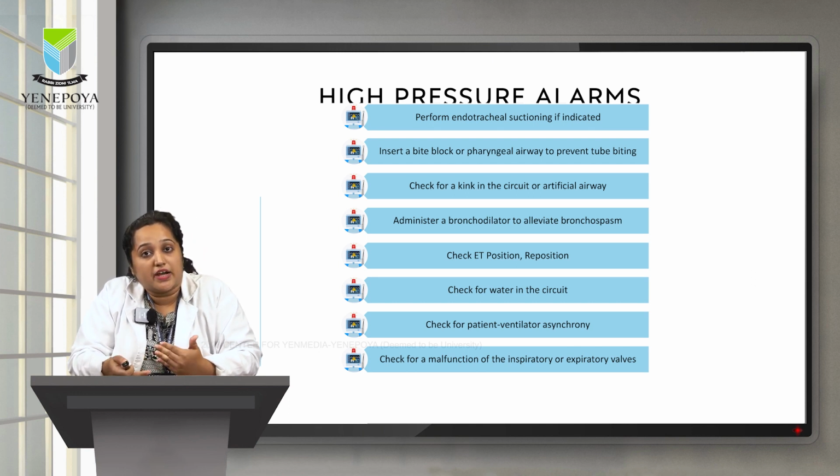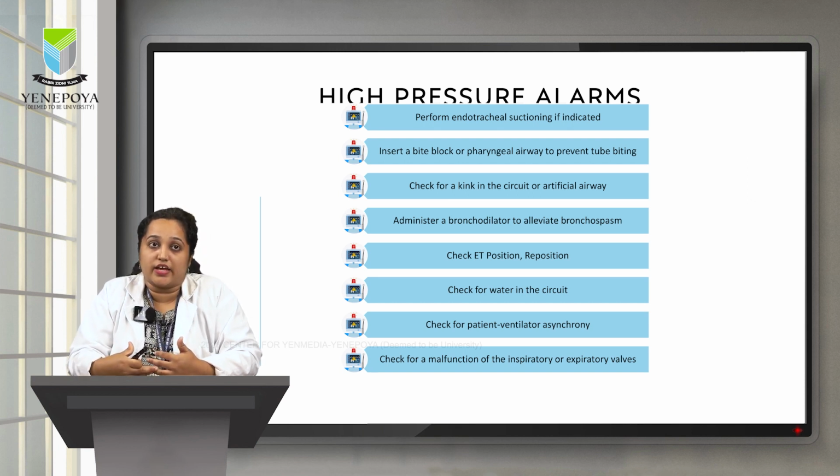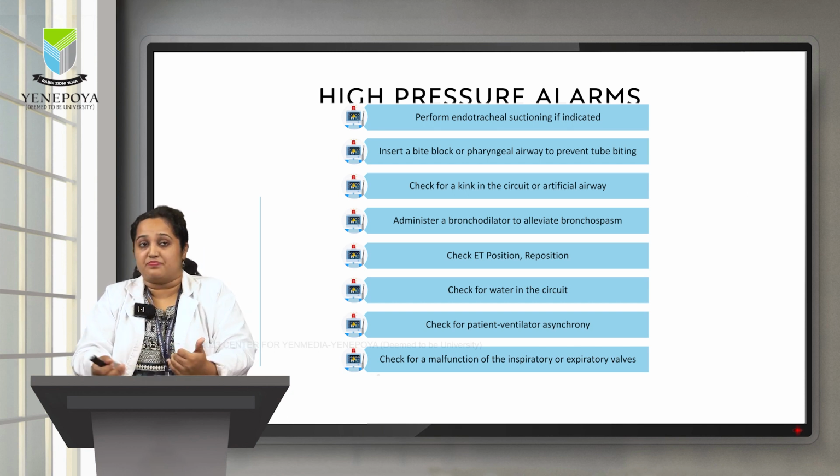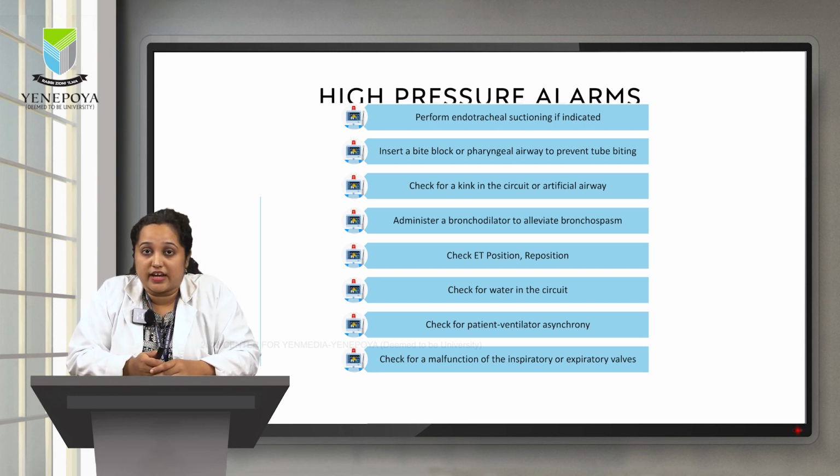So if the patient is biting the endotracheal tube, what can be done? You can place an oropharyngeal airway. If there is kinking in the circuit or the artificial airway, again you are going to get a high pressure alarm. If there is impingement of the endotracheal tube on the carina, or there is dislodgement, then also you are going to get high pressure alarm.